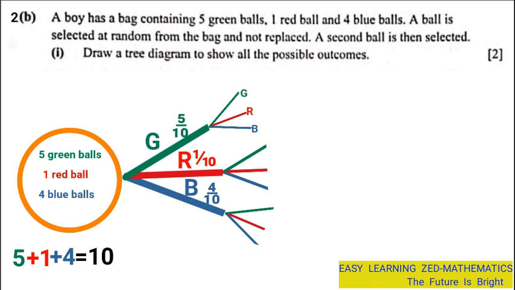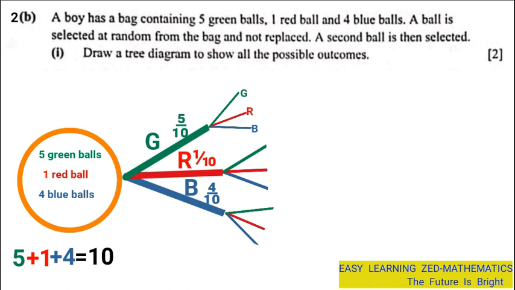Since we picked a green ball and we did not replace it, that means the number of green balls in the bag has reduced by 1. That means in the bag there are no longer 5 green balls, but 4 green balls.